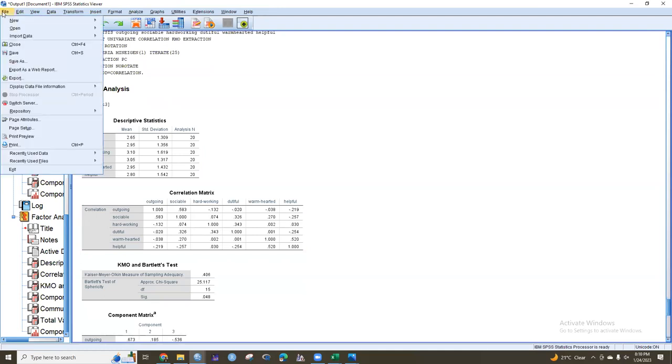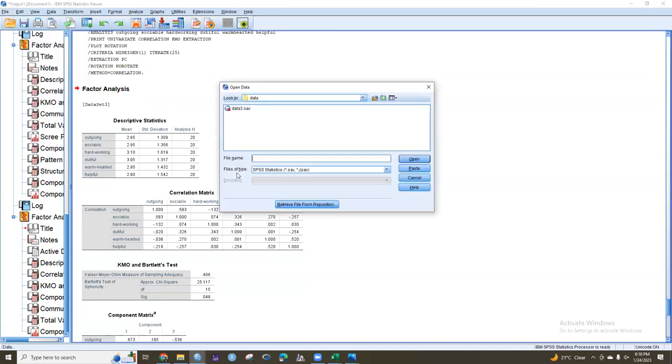Go to File and open. Then in open, go to Data. Now you have to decide what type of data you have, whether your data is already in SPSS format, or in the form of Excel, or CSV or text, or Stata. If your data is in the form of Excel, click on Excel. Then go to that particular folder in which you have kept your data, select that data and click open.